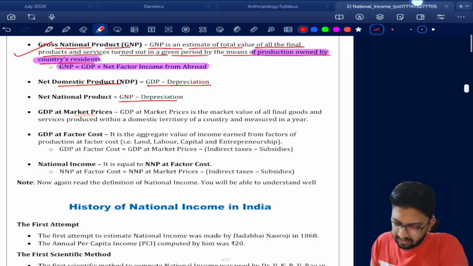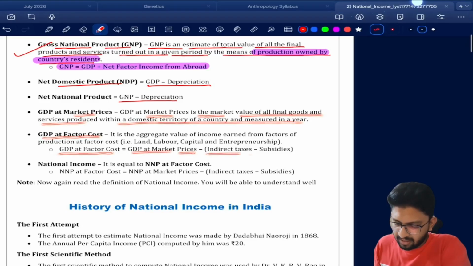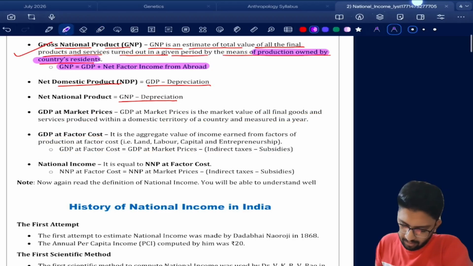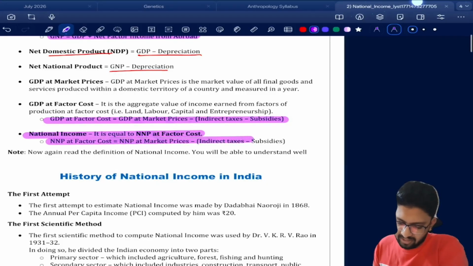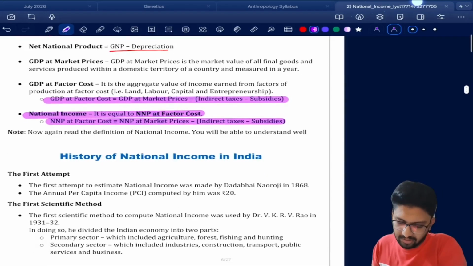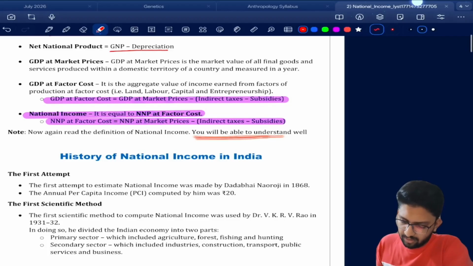GDP at market prices is the market value of all final goods and services produced within the domestic territory of a country. Okay. GDP at factor cost is equal to GDP at market prices minus indirect taxes plus subsidies. National income is equal to NNP at factor cost. National income at factor cost is equal to NNP at market price minus indirect taxes plus subsidies. Now read the definition of national income again. You will be able to understand it well.